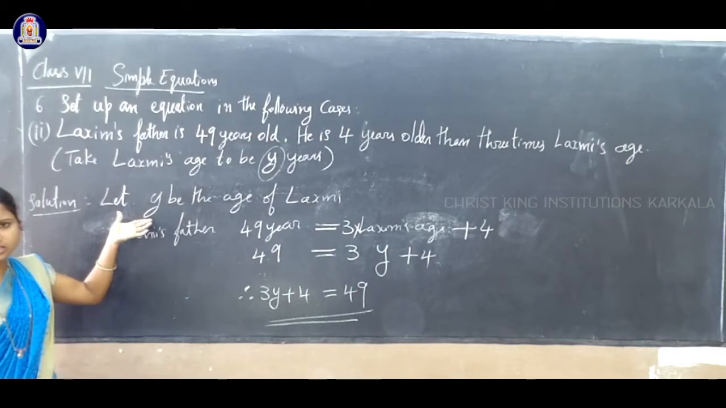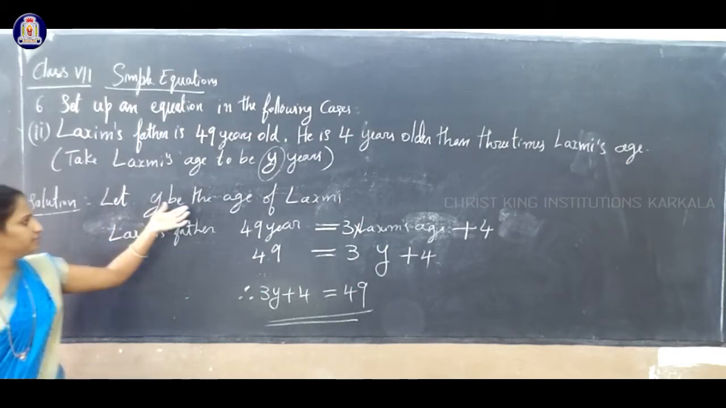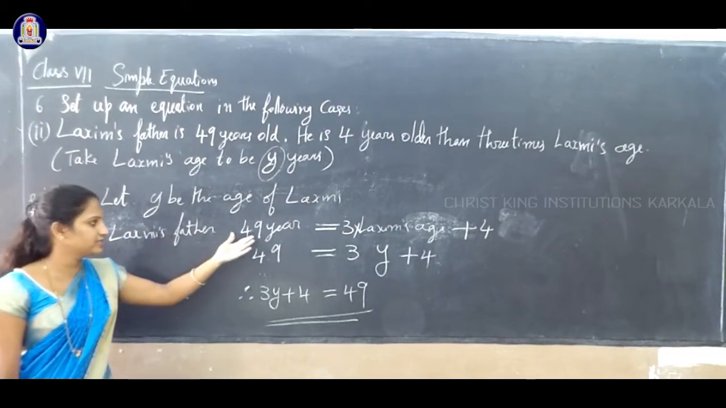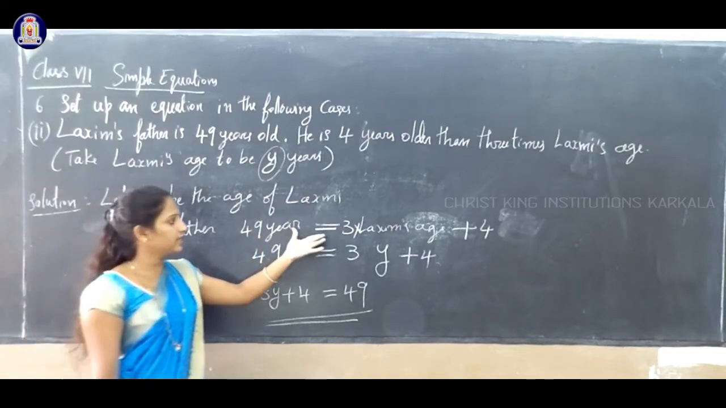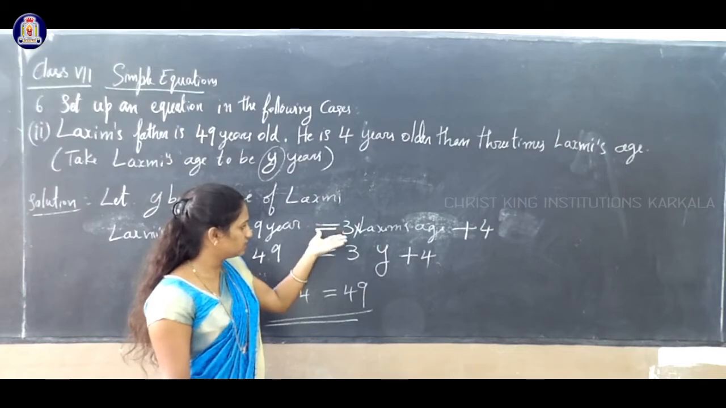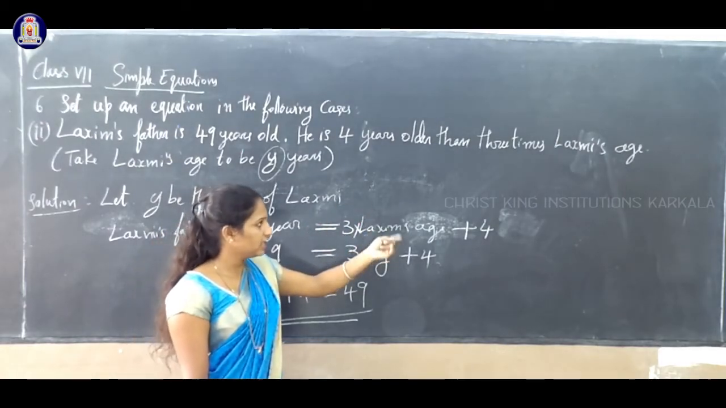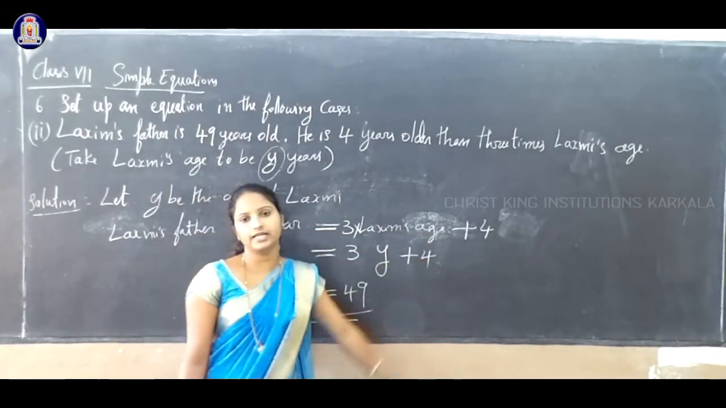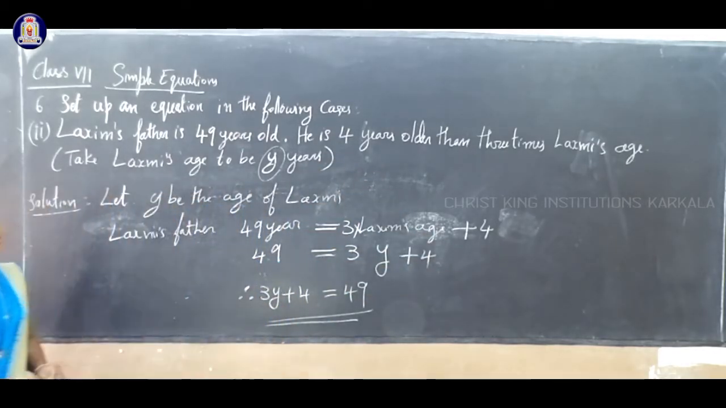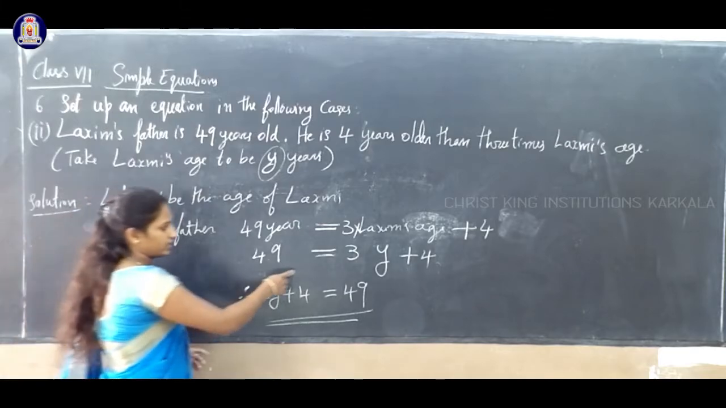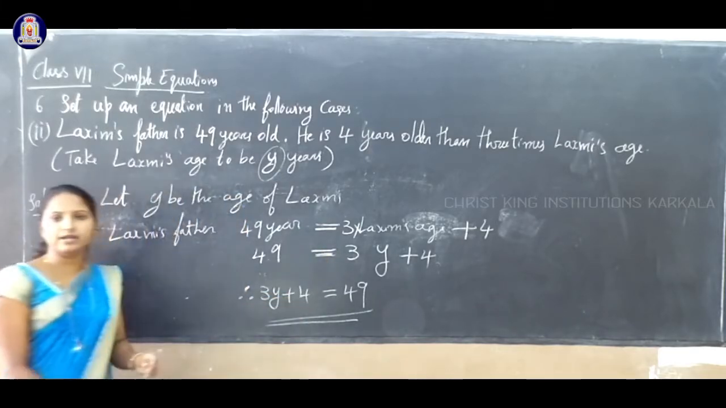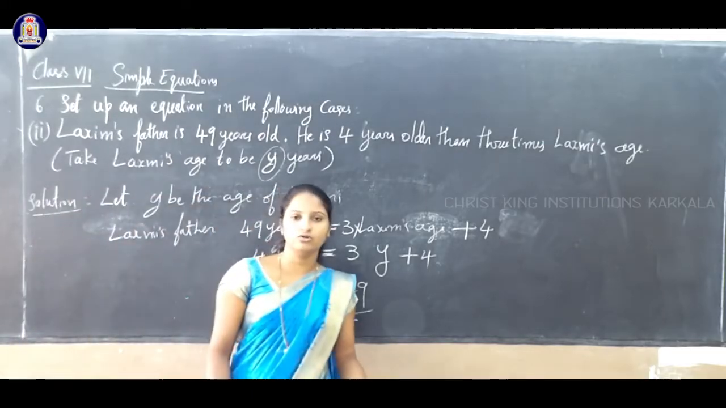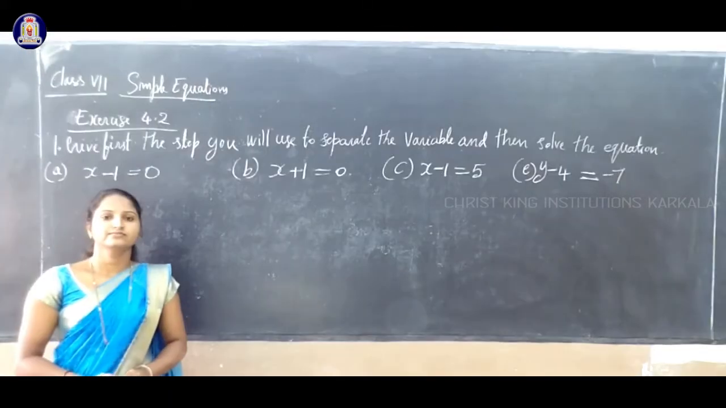In this question, Y is the age of Lakshmi and the father's age is given as 49 years. His age is 4 years older than 3 times Lakshmi's age. So we get the equation like this: 49 is equal to 3Y plus 4, or we can write 3Y plus 4 is equal to 49. Clear? Okay, next question.